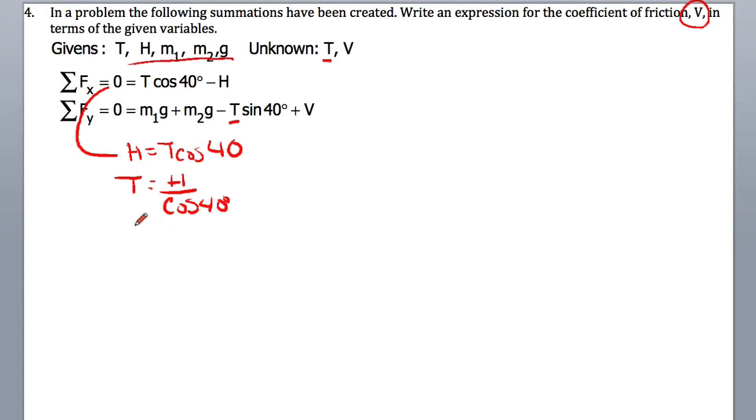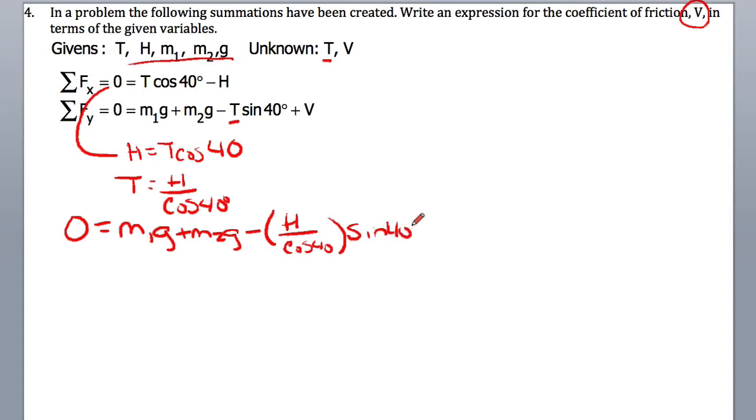Now this becomes, I'll write a long equation here, 0 is equal to m1g plus m2g minus h divided by cosine 40 times sine 40 plus v. So we have 40 plus v.